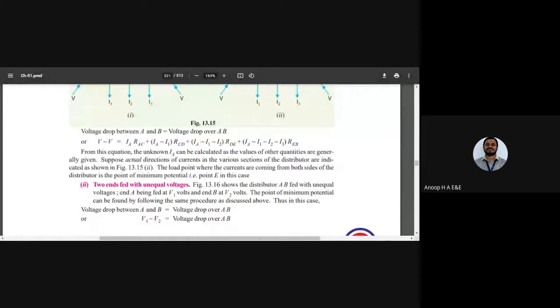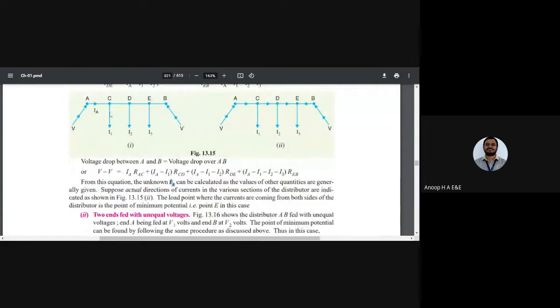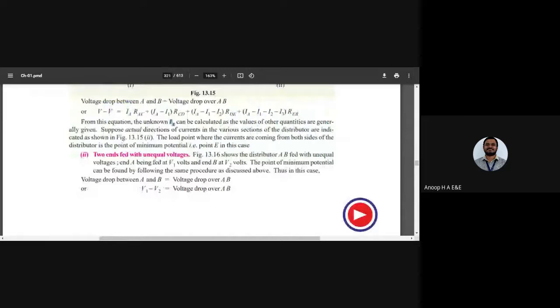So what do we know? We have to calculate what is IA. The unknown is IA, and it can be calculated from the values of other quantities which are generally given. Suppose the actual directions of current in various sections of the distributor are indicated with the given equations like this. In the equation, I mean the figure 1 where we wrote the equation, the current directions were not given. If I have the current directions given right now, I can easily write down the value of the unknown current, that is IA.